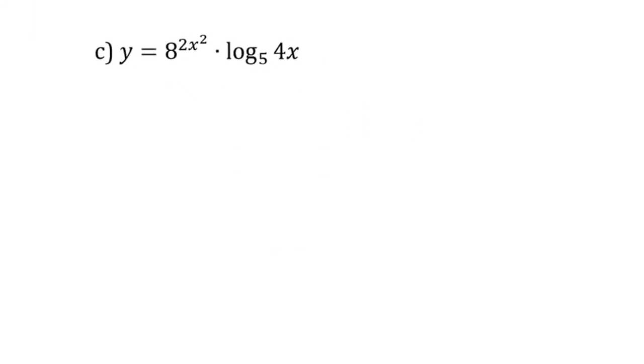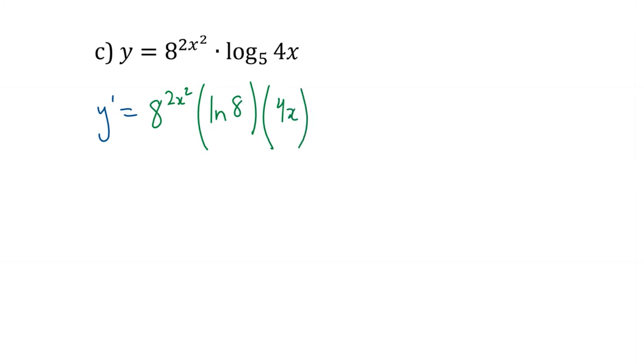Okay, go ahead and give this one a try. Pause the video and give it a try, at least the first line. It is indeed product rule. So derivative of the first thing, times ln of the base, 8, times the derivative of the exponent. All of that times the second thing.